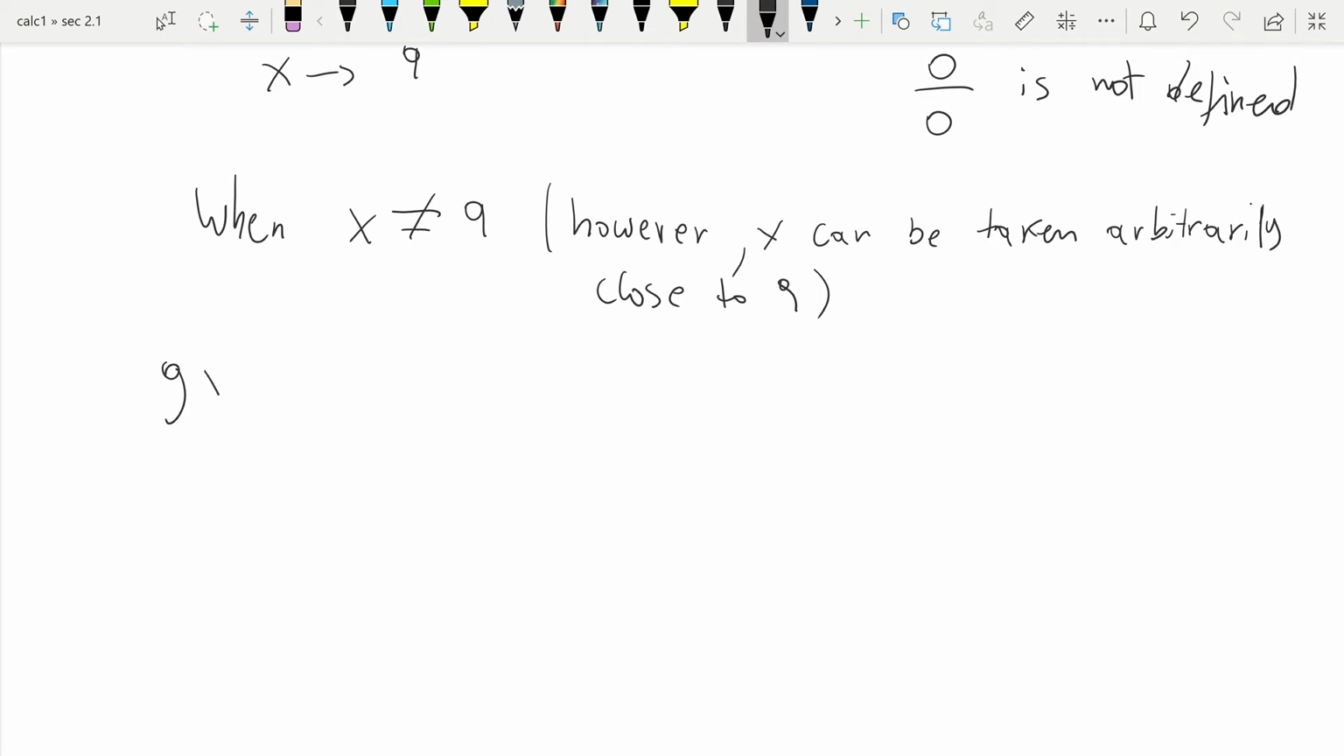So for x not equal to 9, you can write x minus 9 over square root of x minus 3 as x minus 9. So there are two things that we can do here. We'll learn them both in time.